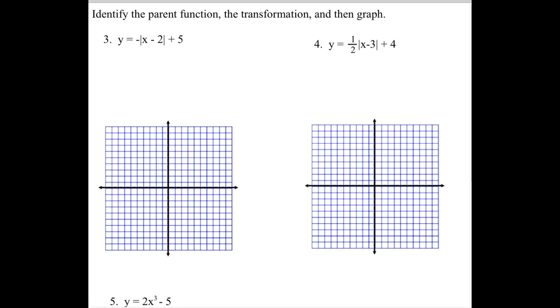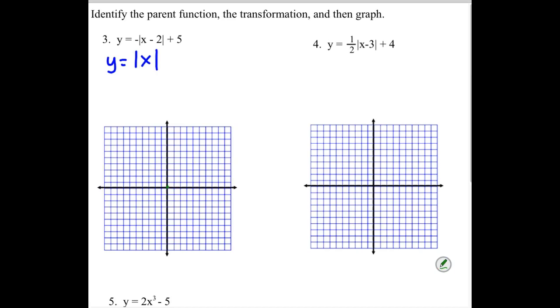All right, parent function. First thing I see around my x is absolute value bars. So I'm going to start with parent function, y equals the absolute value of x. There are 3 things we are doing to this parent function. You can go ahead and graph your parent function points. Remember, this is a V, so (0, 0), (1, 1), (2, 2), (-1, 1), (-2, 2).